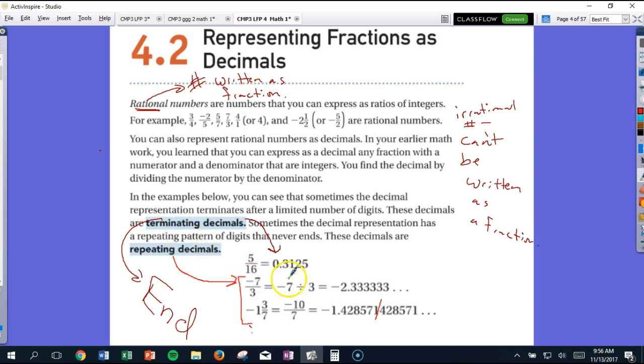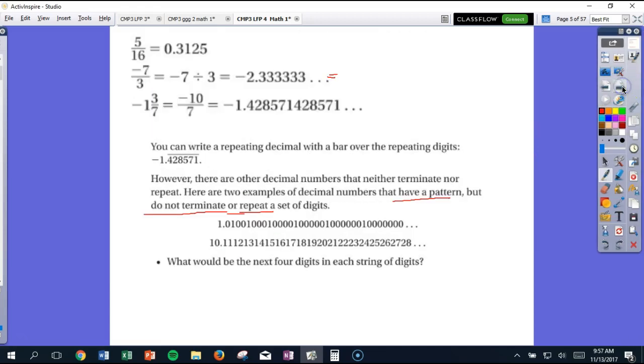repeating decimals. A couple examples here, -7 divided by 3 equals -2.3333 forever and ever, okay? And then another repeating decimal, -1 and 3/7. Well, if we convert that, with 7 times a -1 is -7 plus our 3 is, we have our -10/7. And that becomes -1.428571428571. So the 428571 is the repeating part, and we'll continue to repeat that way forever.